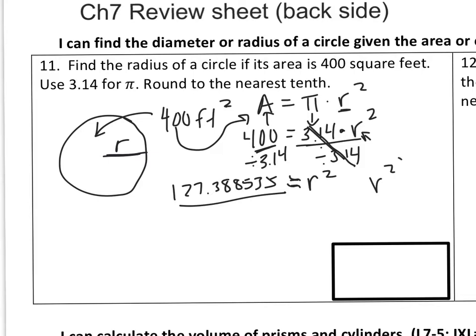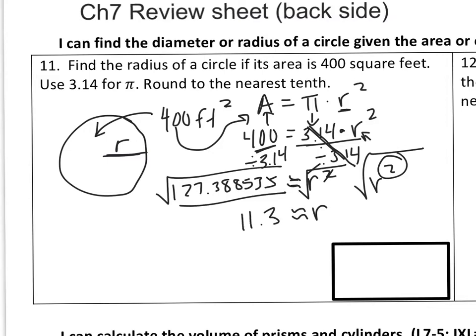So we need to undo this part. And how do you undo squaring? You square root. If we square rooted this side, these two things would cancel and we have r. And if we square rooted this side, we'd get this number. I can't remember exactly what it comes out to, but it rounds to 11.3. And that is your final answer, 11.3 feet. Remember, it's a linear distance, so it's 11.3 feet right there.